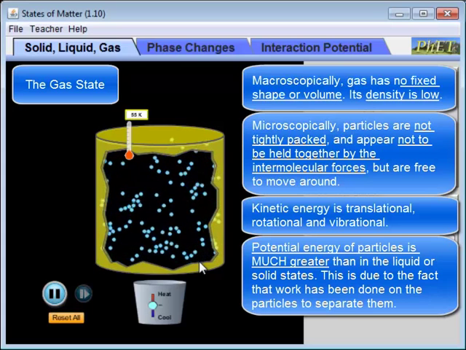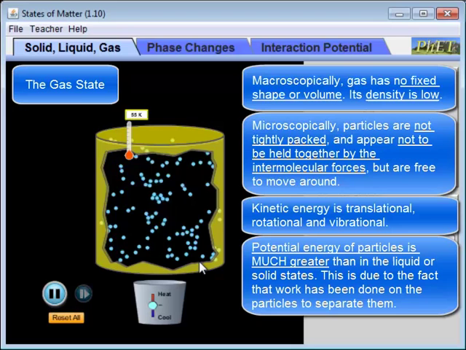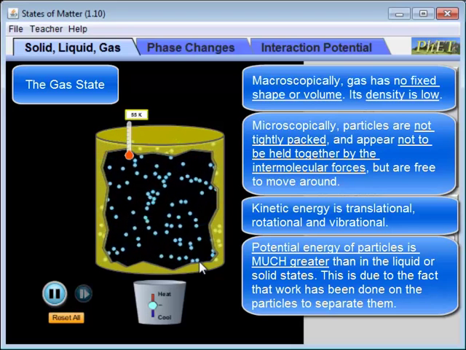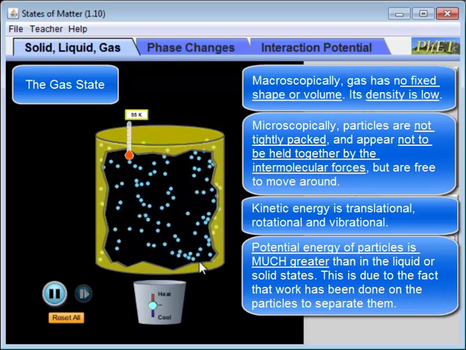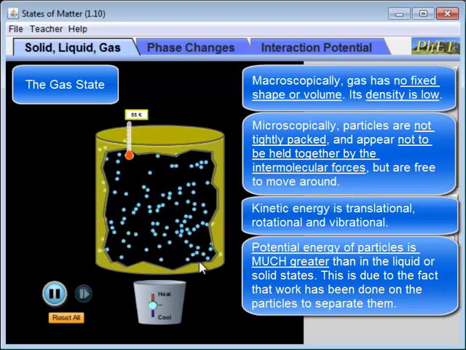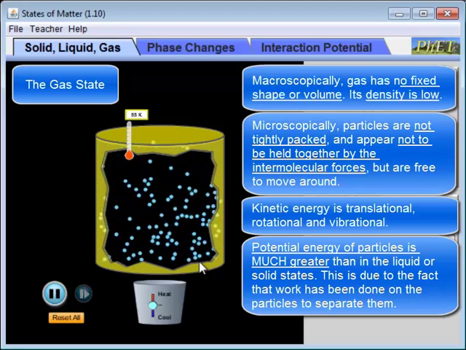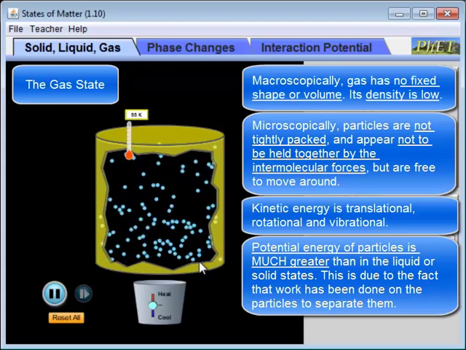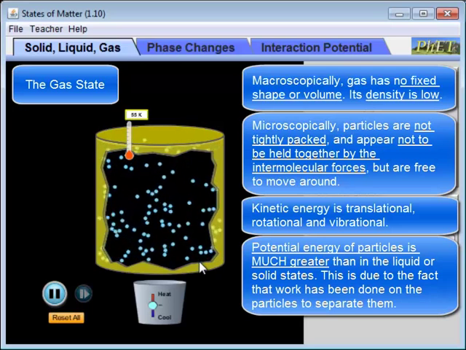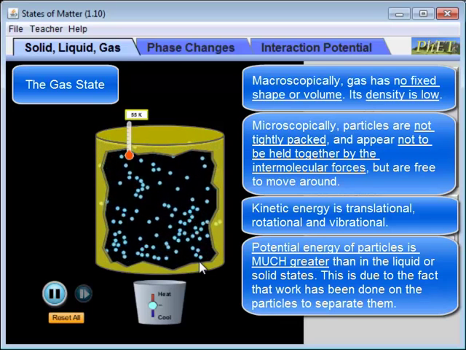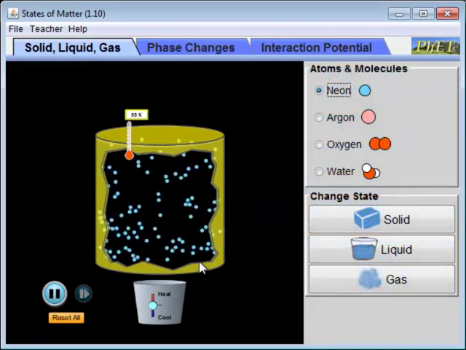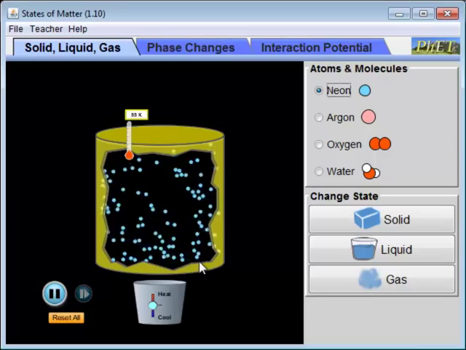Next thing we're going to do is have a look at what's actually going on when we change states from a solid to a liquid, or from a liquid to a gas, and back again. And I've tried to emphasize the point that it has to do with the potential energy. So during the changes of state, as we change from a solid to a liquid, we're increasing the potential energy. And as we change from a liquid to a gas, again, the potential energy increases dramatically. So that's our next task.